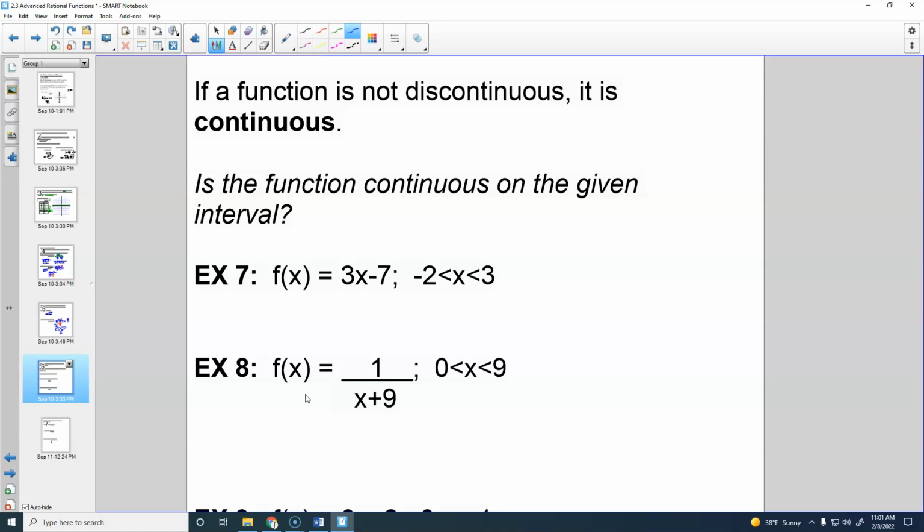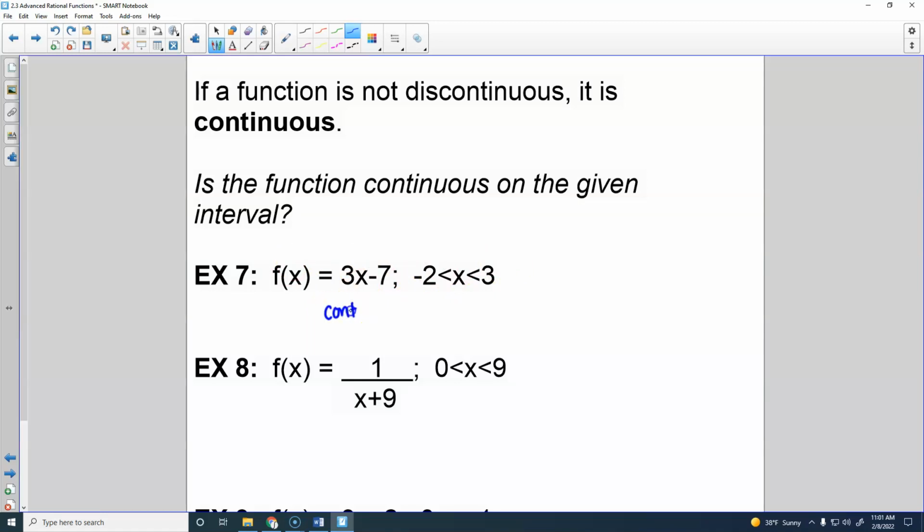F of x equals 3x minus 7. Are you ever going to have a 0 in the denominator there? No, because you don't have a denominator. So this would be continuous everywhere on the interval they've asked us to look at, so continuous on the entire interval there, from -2 to 3. Or if you prefer the interval notation that we were using, you could do -2, 3.